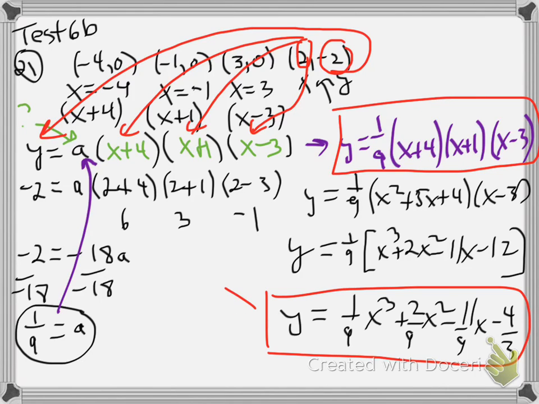A lot of people did this if they did it as a matrix, or maybe they did a cubic regression. They might have done that and got that out as well. So those are all possibilities.